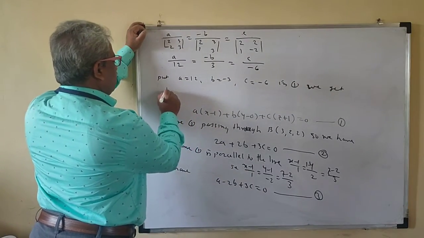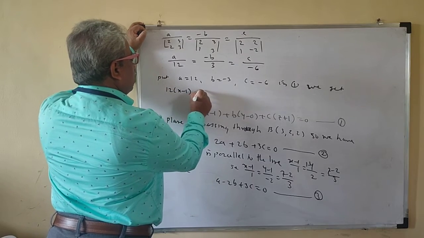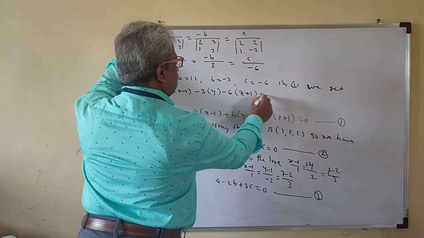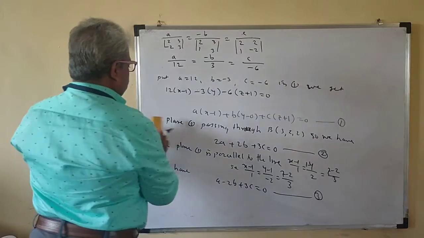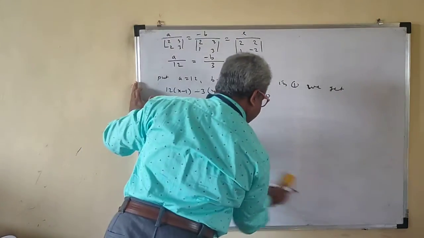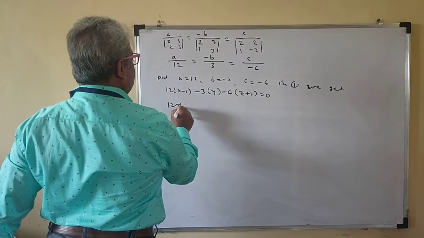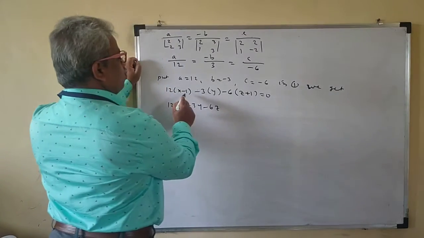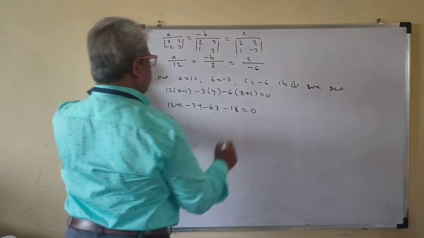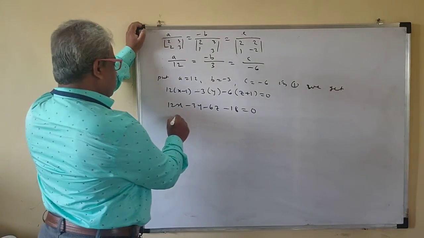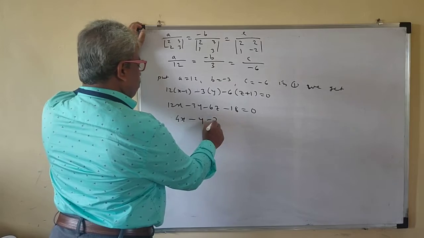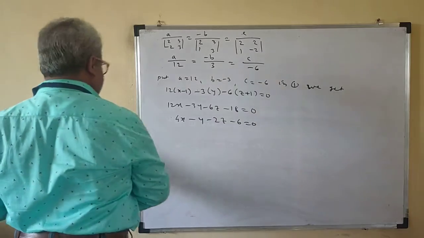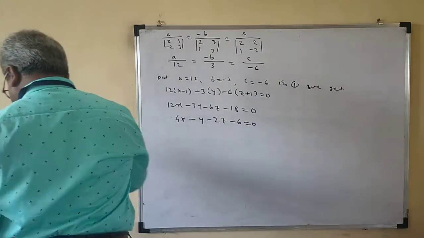Okay, so this is what then: 12x minus 3y minus 6z plus 1 is equal to 0. So this is what? 12x minus 3y minus 6z, minus 12 minus 6, so minus 18 is equal to 0. So all are divisible by 3. So this is what? 4x minus y minus 2z minus 6 is equal to 0. So this is the required equation of the plane.